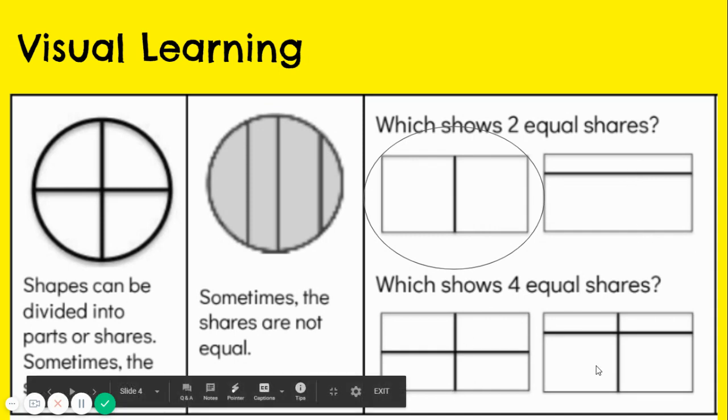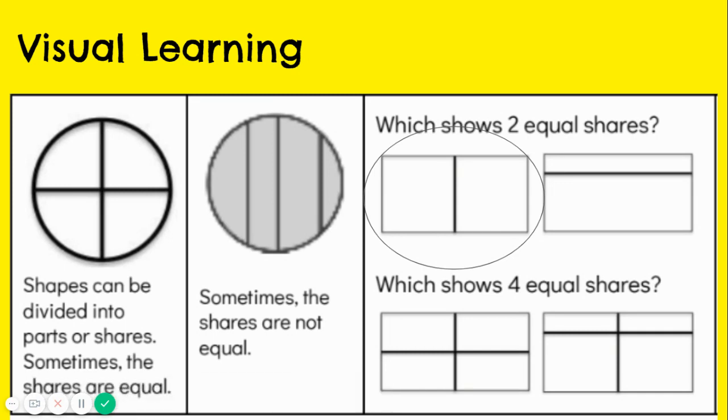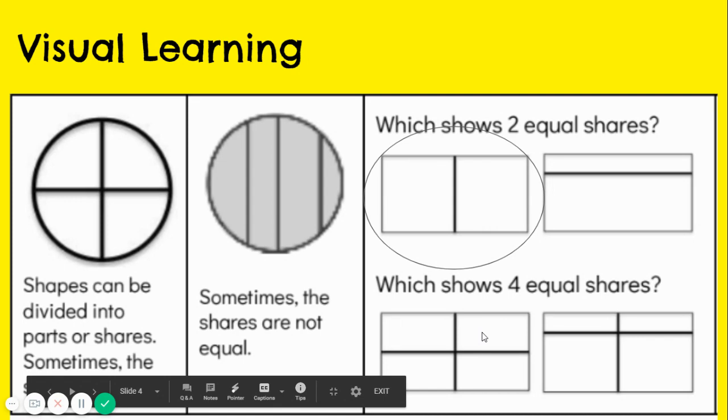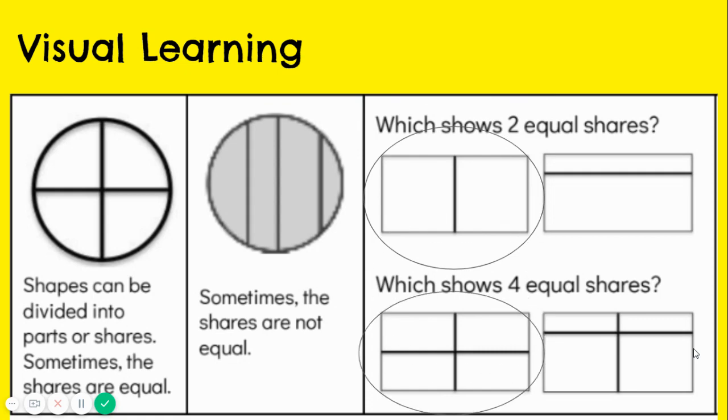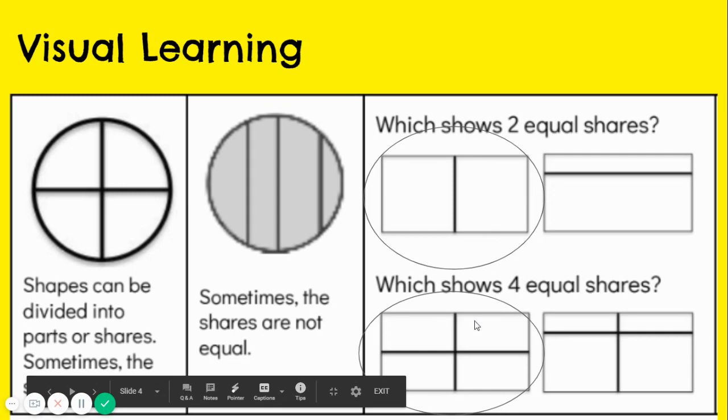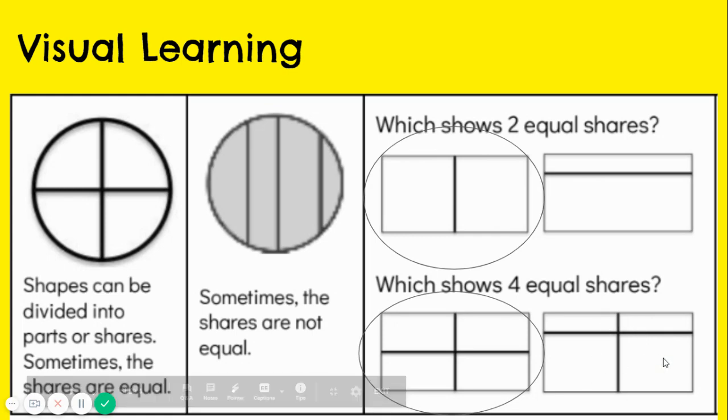All right, look at the bottom rectangle, which shows four equal shares. The rectangle has been divided into four parts. That is the rectangle that is four equal shares. Why? Because the parts are the same size. This rectangle over here on the right side has been divided into four parts as well. One, two, three, four. But they are not equal shares. Why are they not equal shares? Because the four parts are not the same size.